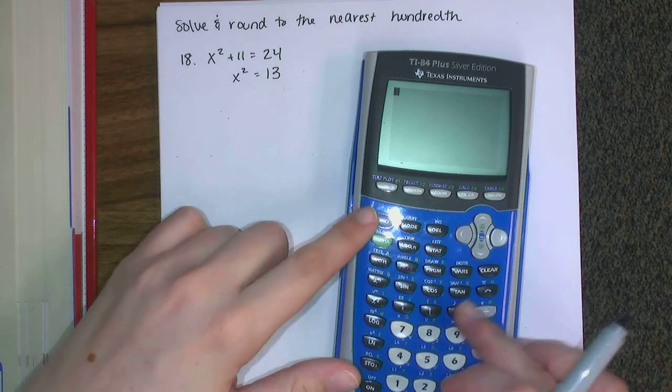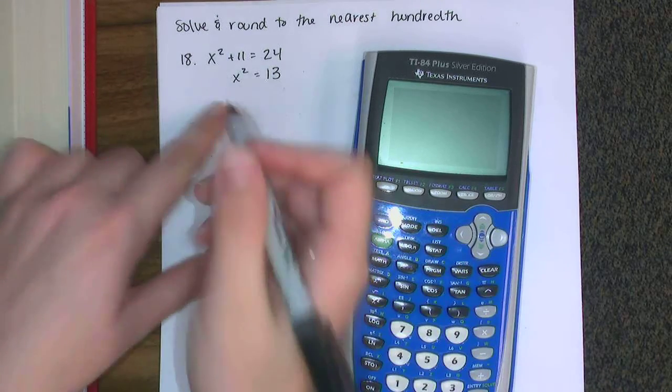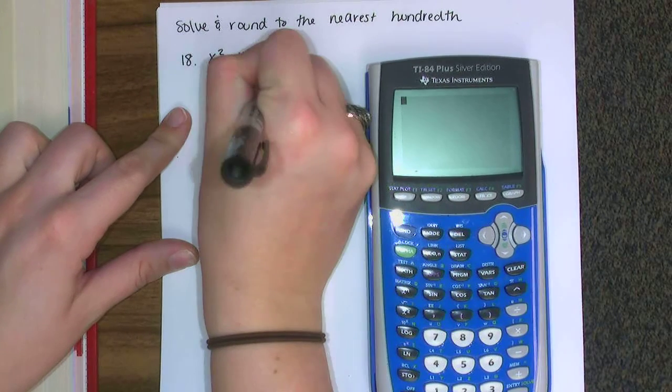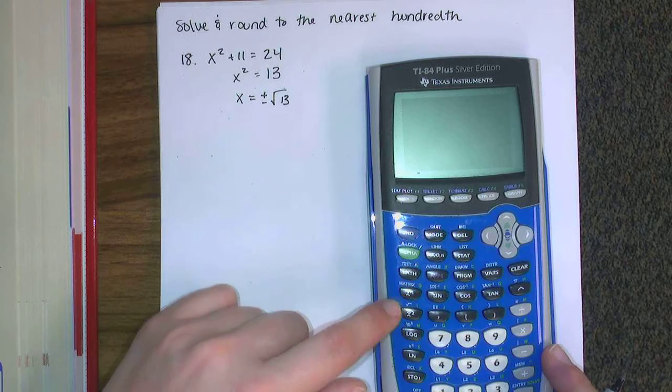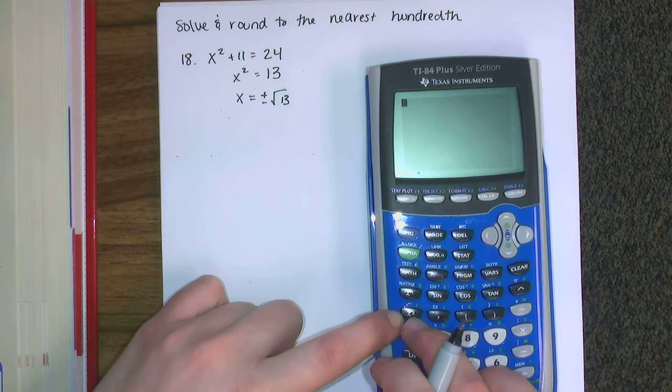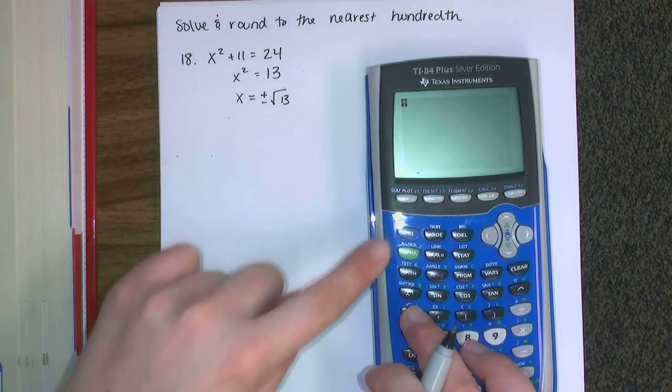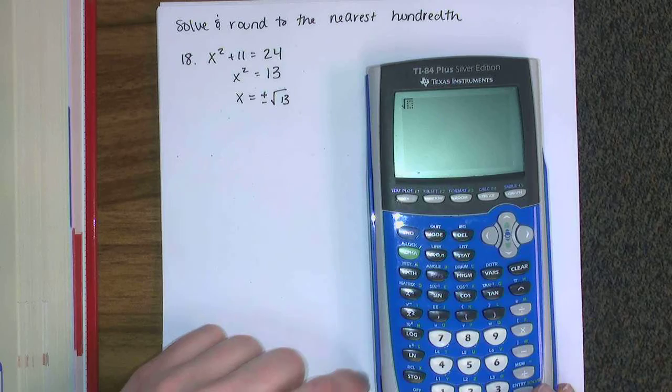So on your calculator, if you have the one like mine, you find the x squared button, and right above it is the square root button. So you hit second, and then the square root, and it's of 13. We're going out to two decimal places, so 3.61. So plus or minus 3.61.